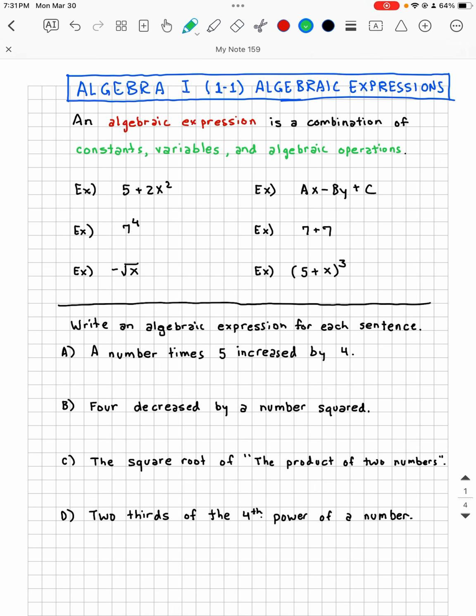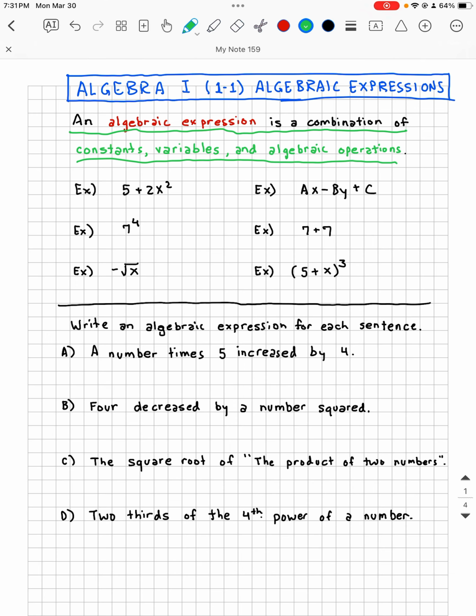So we're going to go ahead and first define the following, which is an algebraic expression. We say the following right here. An algebraic expression is a combination of constants, variables, and algebraic operations. Below, I gave some examples of algebraic expressions.